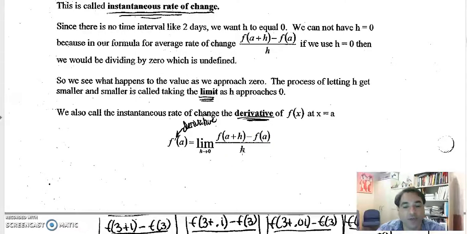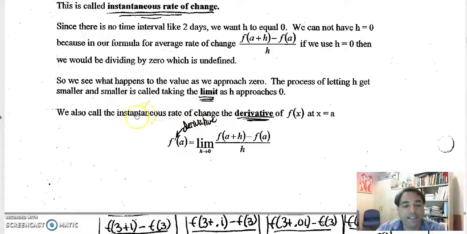And when H is 0, we know that we can't have 0 in the denominator because it's undefined. So how do we deal with that? Well, we deal with that by our first calculus topic: we're taking the limit as H approaches 0. And really what that means is we're just going to get closer and closer to 0 and see what happens. We know we can't plug in 0, but we're going to get closer and closer to 0. Eventually, we'll be able to do another thing called derivative to find out what happens at 0, but first we're going to look at it algebraically.